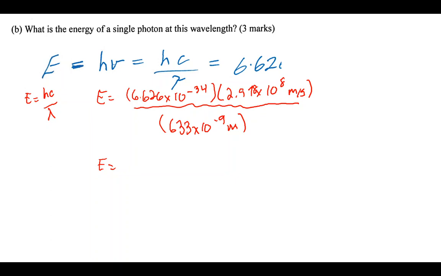So then you should get 3.138. That's an extra sig fig, but we'll just keep it for now. Times 10 to the negative 19th joules. So that makes sense. Most electrons in the visible spectrum will have energy roughly in the ballpark of something times 10 to the negative 19th joules.